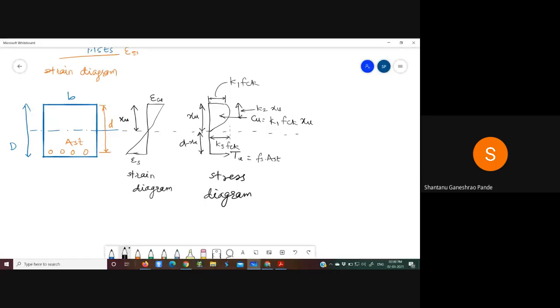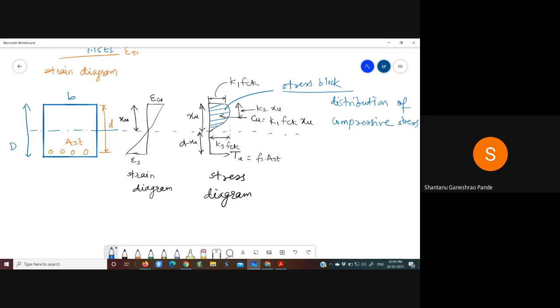So this is the strain diagram and stress diagram. Now the distribution of compressive stress across the depth xu of concrete in compression, this particular shape is known as the stress block. Now what does it give you? It gives you an idea about the distribution of compressive stress in the compression zone.